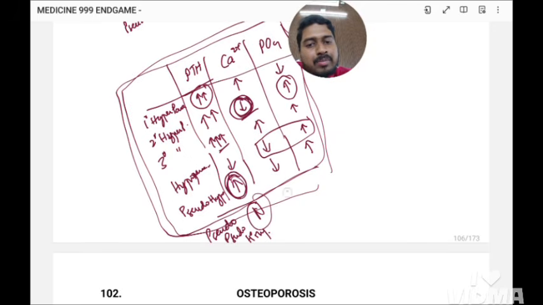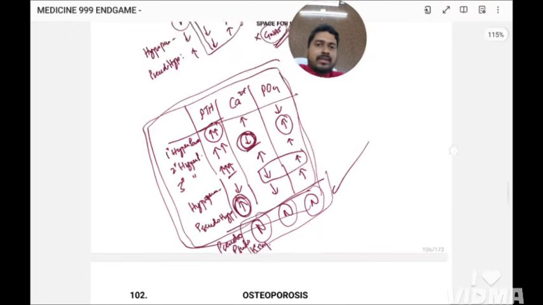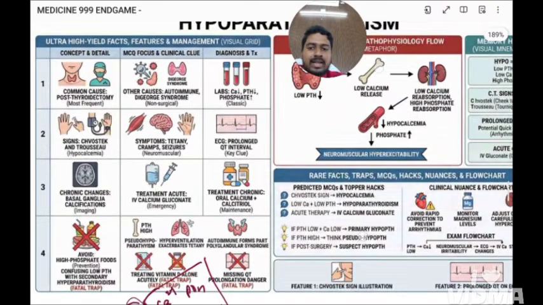In pseudo, everything is normal. There are features of hypoparathyroidism, but everything is normal. That is called pseudohypoparathyroidism. So there shouldn't be any confusion regarding this.